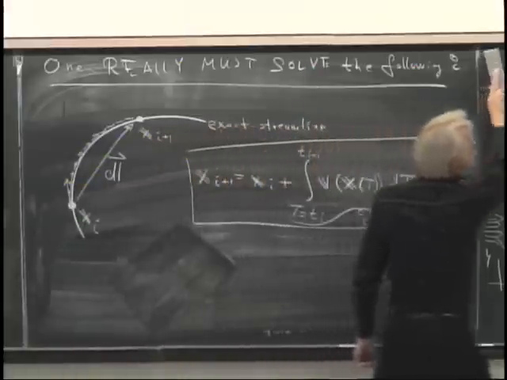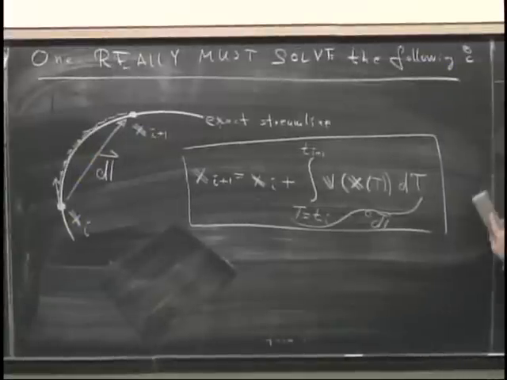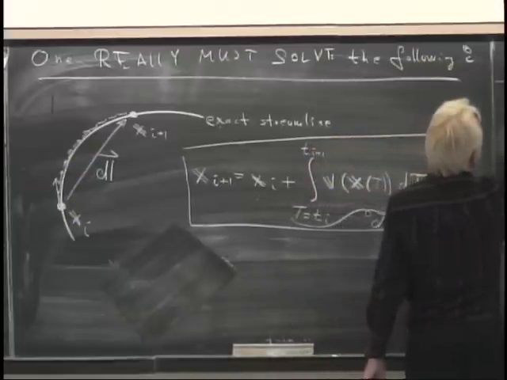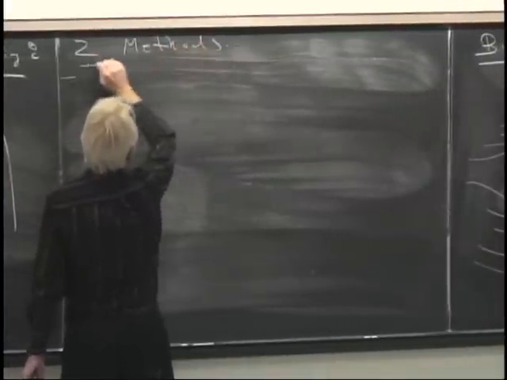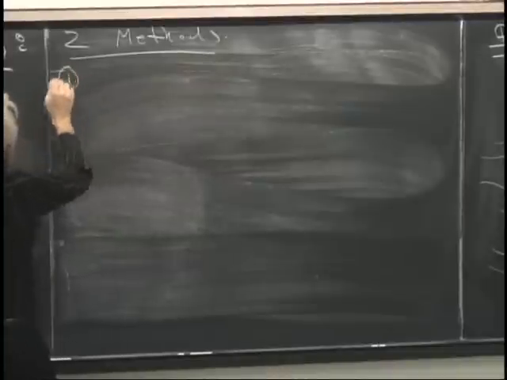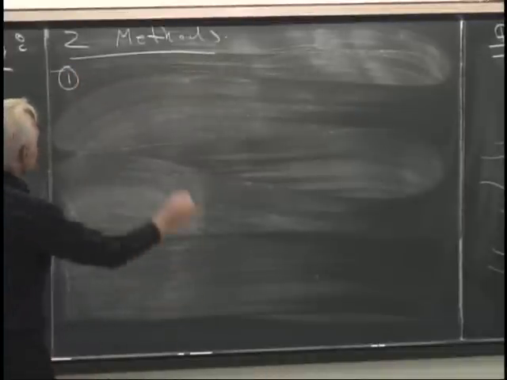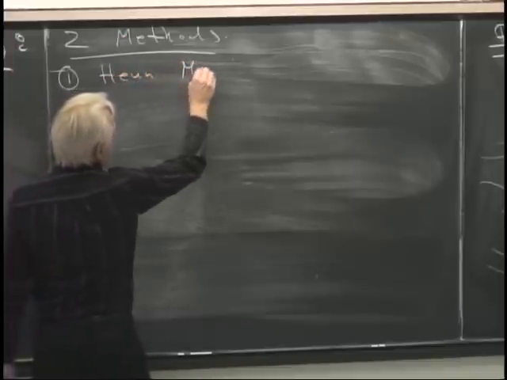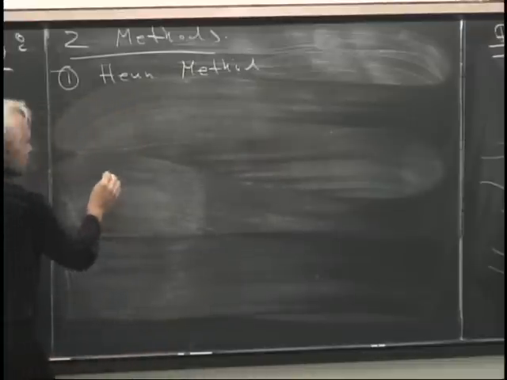Now I just give you some methods for how to do this. Two concrete methods. One was pretty bad: the Euler method. The other one, quite famous in this field, is Heun's method. Okay, this is a trick.